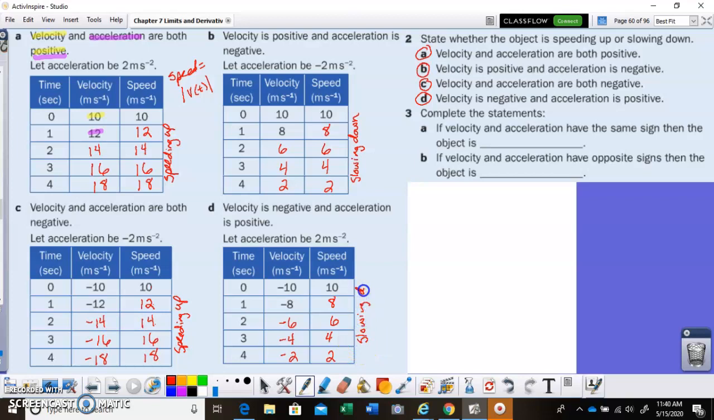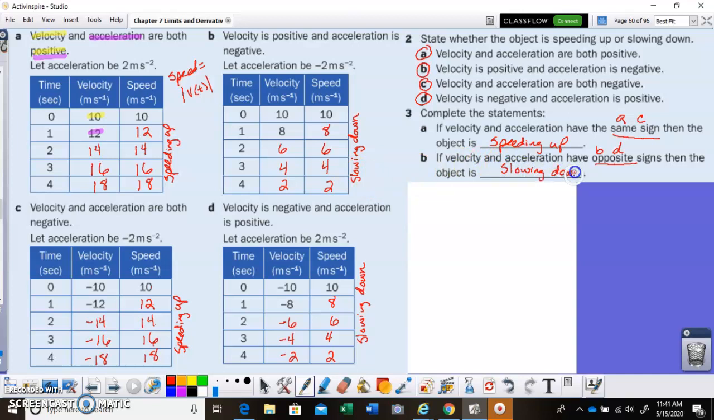So we want to make some general statements here. When the velocity and acceleration have the same sign, that is in table A, where they were both positive, and table C, where they were both negative, what is happening? Well, the object is speeding up. And if the velocity and acceleration have opposite signs, that was table B and table D, then the object was, in both of these, slowing down.